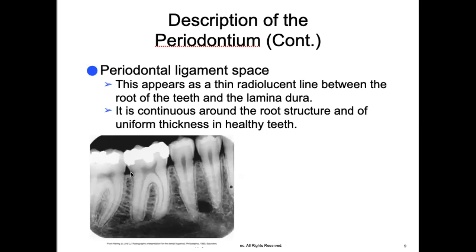This is what they're talking about here. If you follow the root structure all the way around the teeth, we can see this dark radiolucent line that goes all the way around the tooth. So it's a continuous line and it should be of uniform thickness. In a healthy individual, there is no widening of the PDL, or the periodontal ligament space. It's a very nice uniform line that goes all the way around the tooth. Remember, this is the mental foramen, not to be confused as any type of lesion or infection. It is supposed to be there.